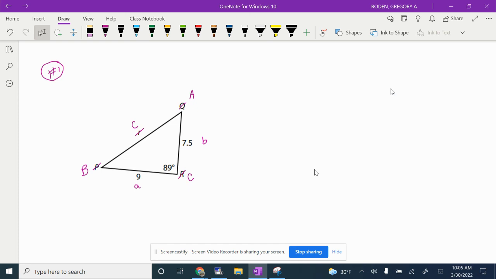Okay, so first of all, let's go ahead and find little c first. I'm going to give you guys a chance. Go ahead and see if you can find little c here. Okay, sound good? We don't know little c, right? And again, we have another SAS problem here, right?